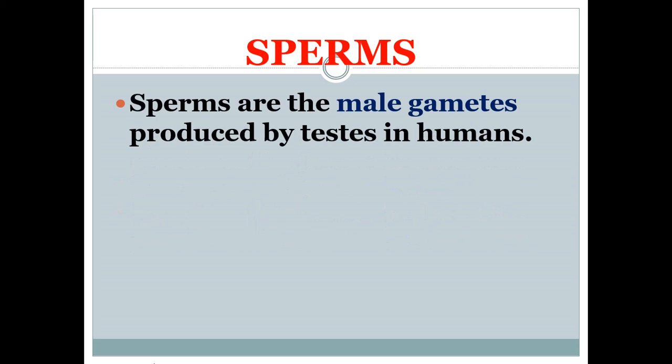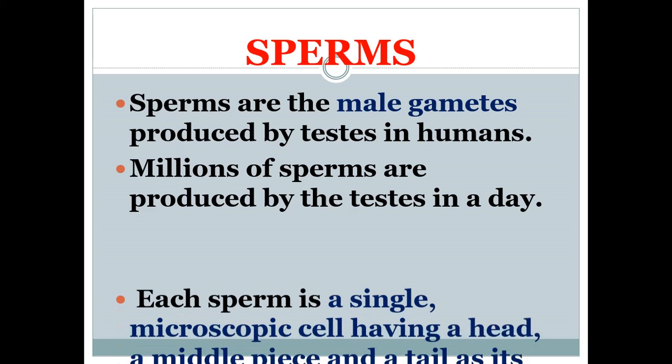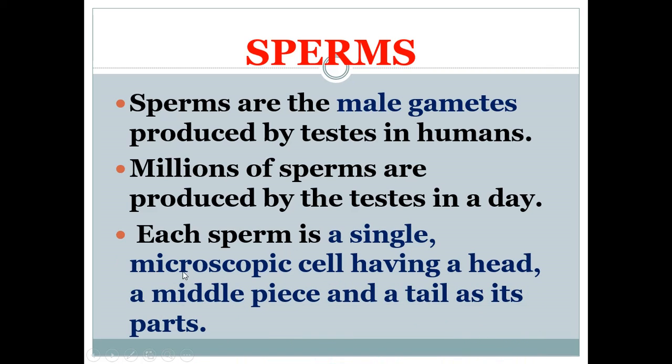Now let's see about sperms. What is meant by sperm and what is the structure of sperm? Sperms are the male gametes which are produced by the testes in humans. Millions of sperms are produced by the testes in a day. And each sperm is a single microscopic cell. Now we are going to see the structure of sperm.